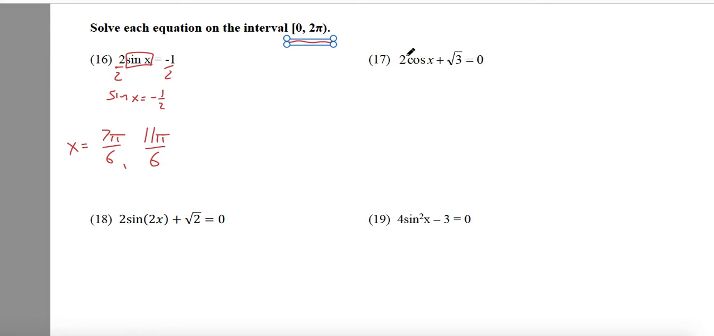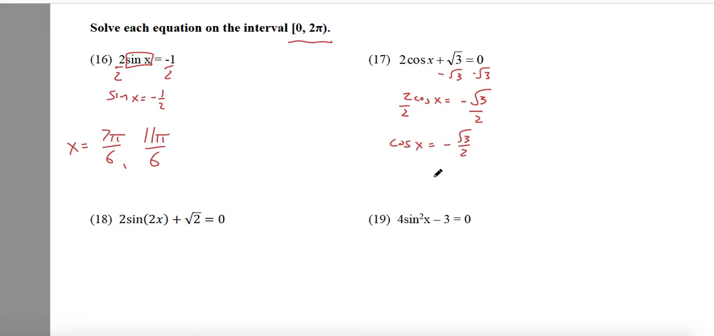Again, it's just a cosine, so we want to start by getting cosine x by itself. So we're trying to solve for that. So first thing we want to do is subtract root 3 from each side. 2 cosine x equals negative root 3, divided by 2. I get cosine x equals negative root 3 over 2.